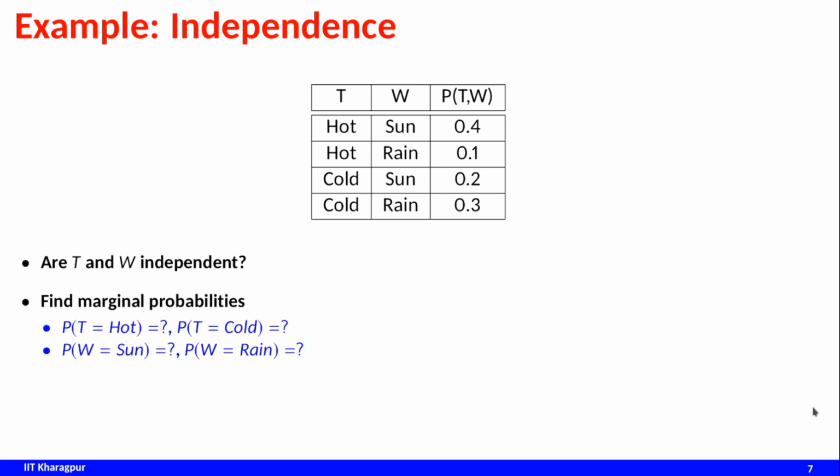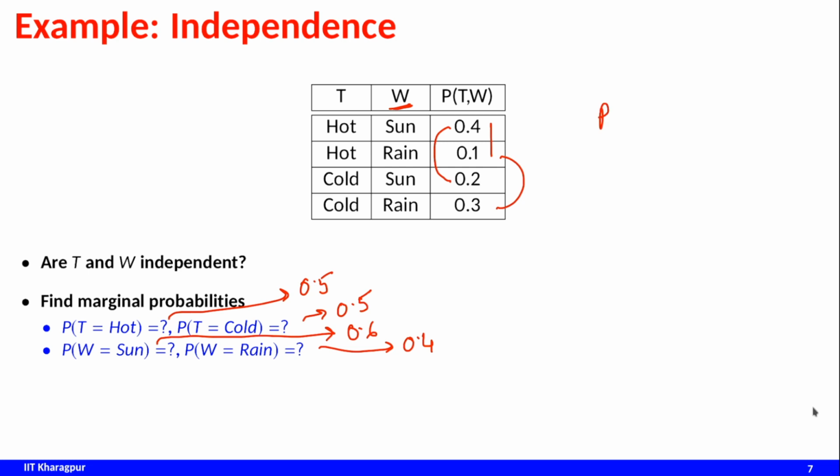Now if we look into this one, then the probability of T equal to hot is the sum of these two. So effectively this value will be 0.5. Similarly P of cold is nothing but 0.5. On the other hand, if you look into the weather condition, is it sunny? Then sunny can be under this and this scenario, effectively 0.6, and the rainy will be something like 0.4.